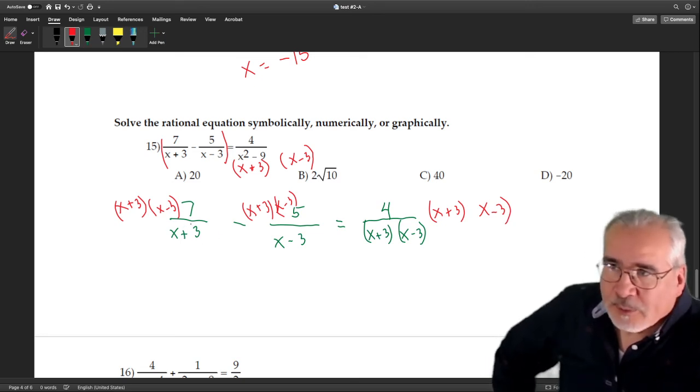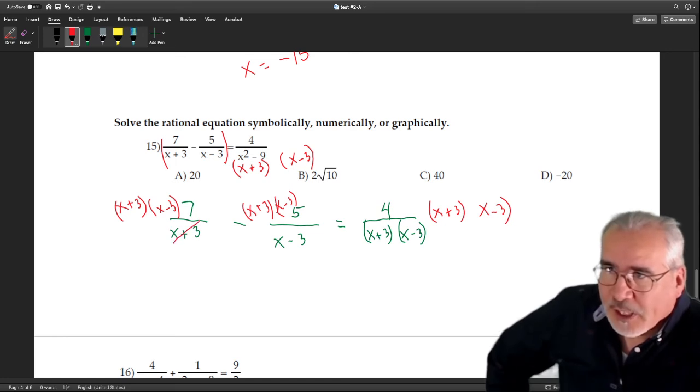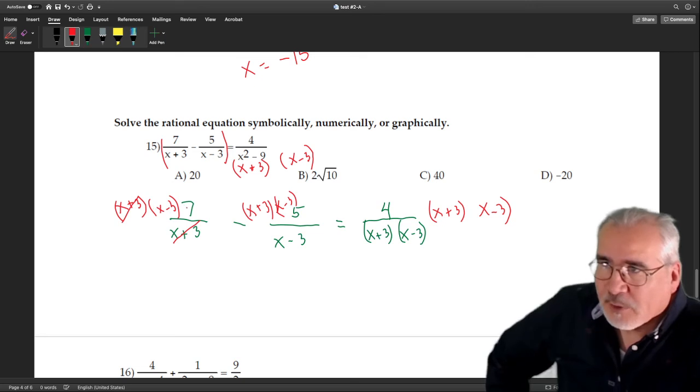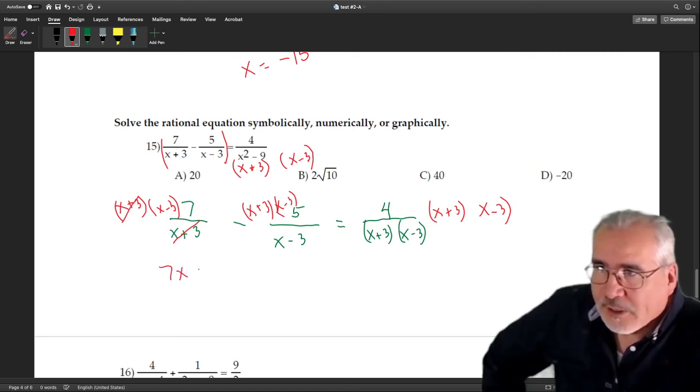And now I'm going to just sort of simplify. So 7 over x plus 3, the x plus 3 cancels with the x plus 3 in the top. And what's left is 7 times x minus 3. So let's go ahead and distribute that. 7 times x gives us 7x. 7 times 3 gives us a negative 21.